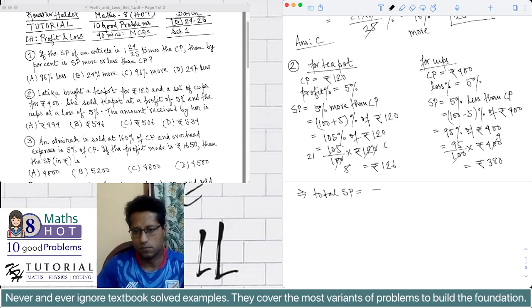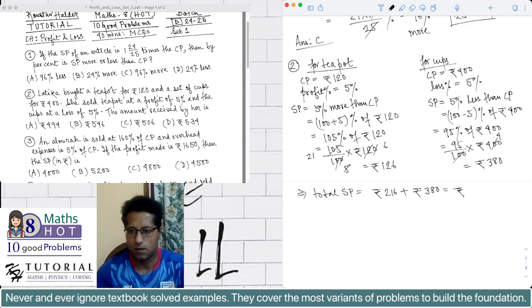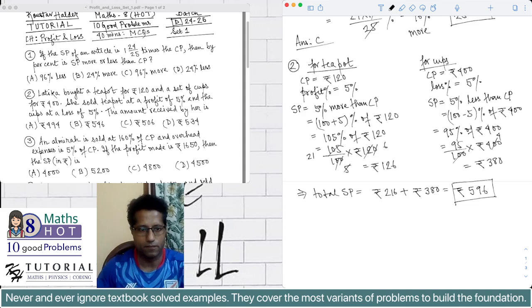is equal to rupees 216 plus rupees 380, which is equal to rupees 596. So this is the amount that Latika received. So rupees 596, and we do not see 596 as a choice. So there must be some calculation mistake. Let me check. Oh, sorry, this was not 216 but 126.